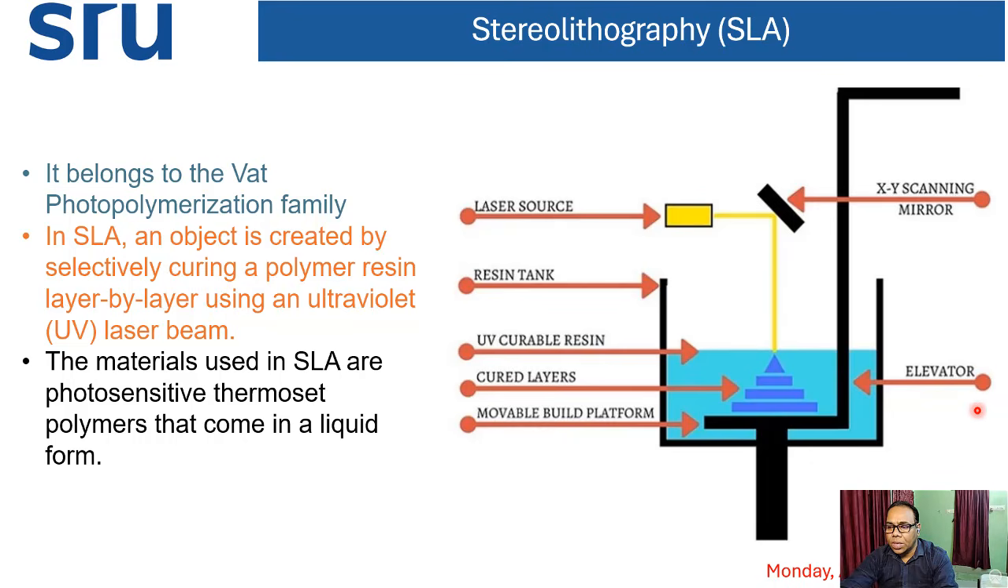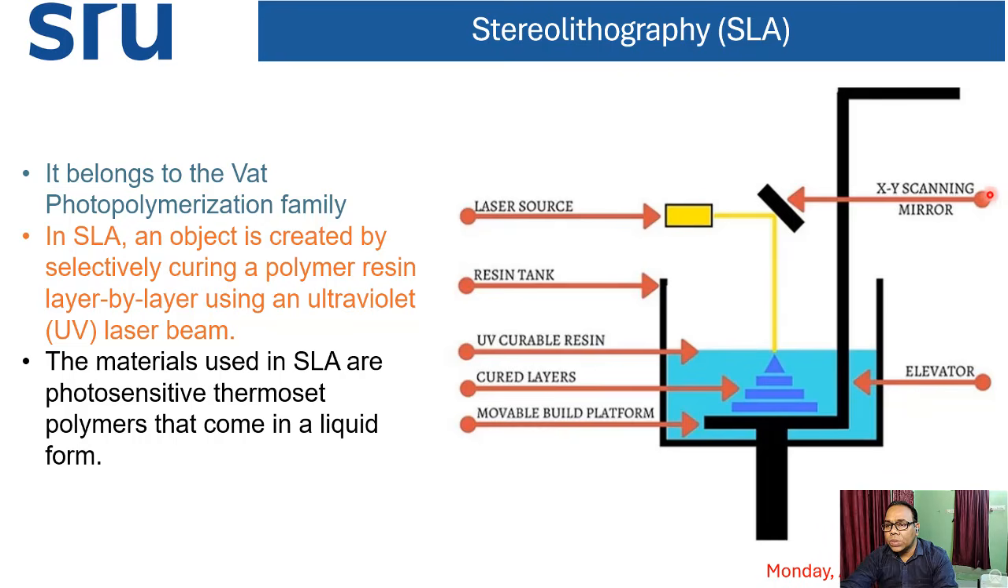Now coming to the elevator. Once one layer is printed, the elevator will come down, so that fresh liquid comes onto the printed surface, and then the same process is repeated again and again once one layer is printed.